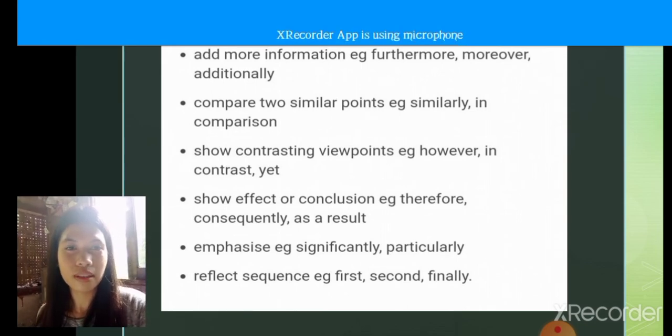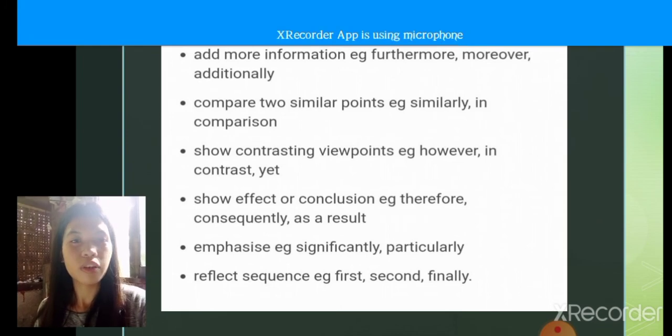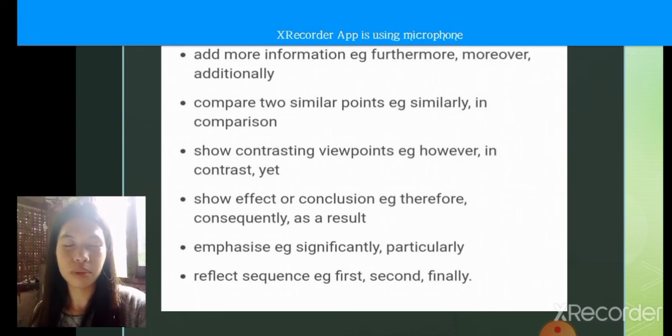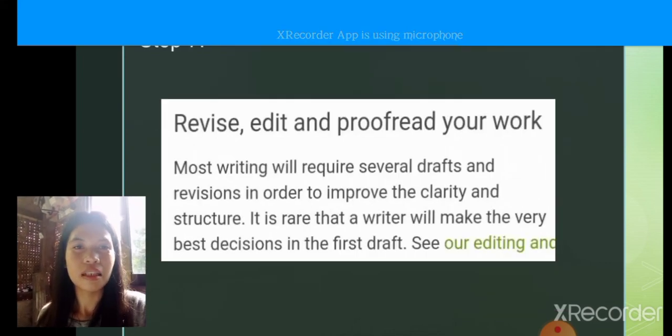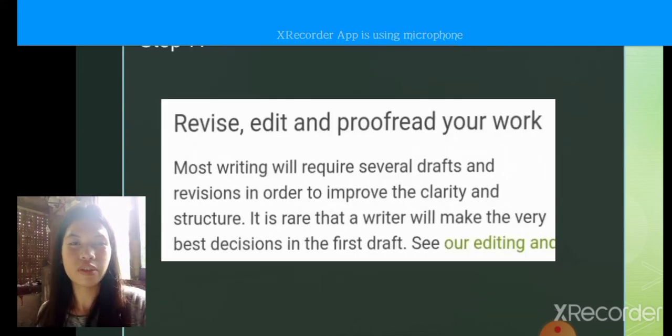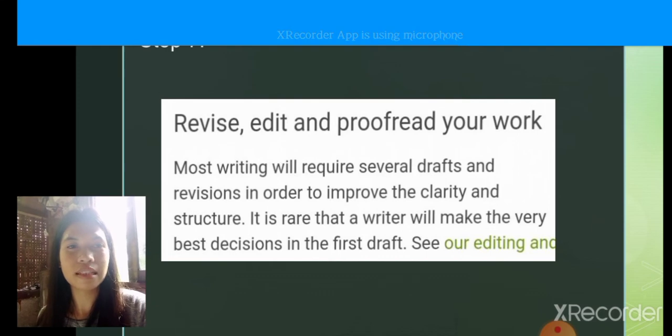So next is emphasize, examples of this are significantly and particularly. Reflect sequence, examples of this are first, second, and finally. So step 7 is revise, edit, and proofread your work. Most writing will require several drafts and revisions in order to improve the clarity and structure. It is rare that a writer will make the very best decision in the first draft.